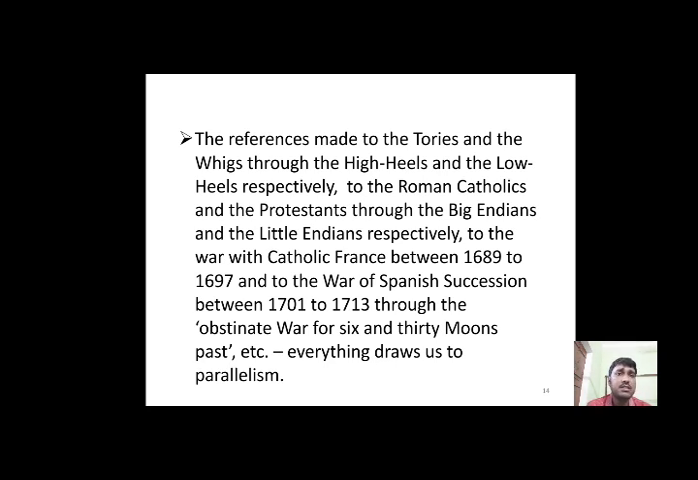The high hills and the low hills refer to the Tories and the Whigs respectively. The big Indians and the little Indians refer to the Roman Catholics and the Protestants respectively. And the obstinate war refers to the two wars, that is the war with France, which took place between 1689 to 1697, and the War of Spanish Succession between 1701 to 1713. I told you that one of the leaders, that is Duke of Marlborough, acted as the Captain General during this War of Spanish Succession.